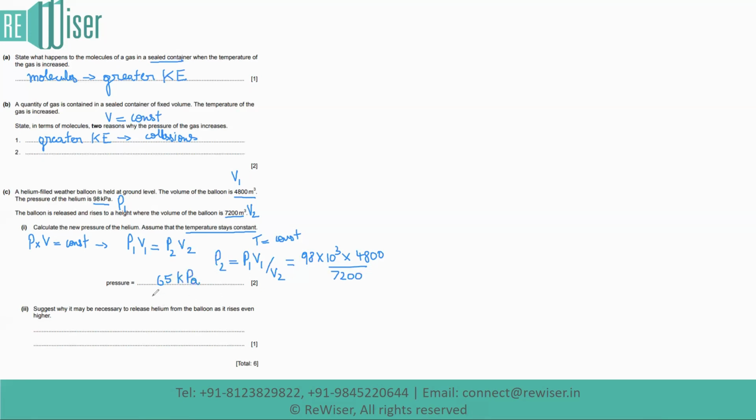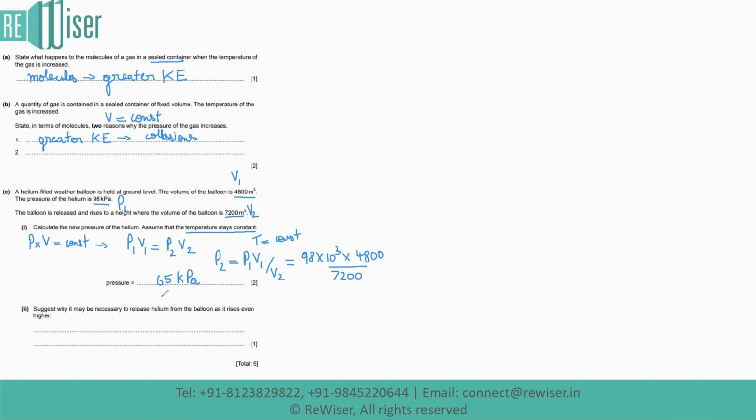Suggest why it may be necessary to release helium from the balloon as it rises even higher. We have understood right here that as the balloon rises higher, pressure can keep increasing, specifically if the volume keeps on decreasing. And thus, to prevent an increase in pressure and thereby the bursting of the helium balloon, we need to release a certain amount of helium so as to reduce the pressure.